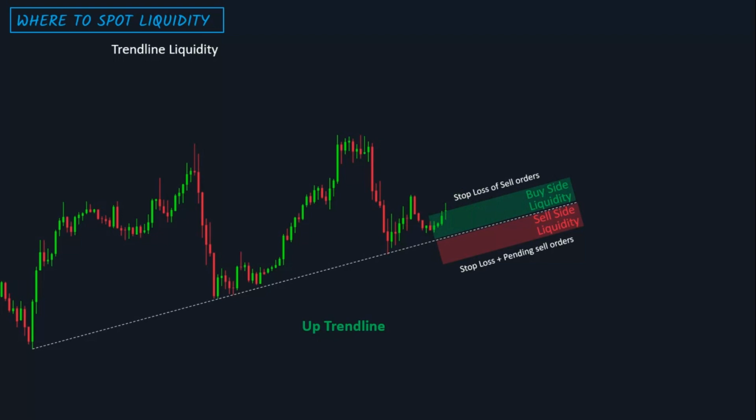Institutions frequently drive price below the trend line to trigger these orders, sweeping the sell-side liquidity to fill their large buy positions. After the sell-side liquidity is collected, price typically snaps back upward, taking out those short seller stops, buy-side liquidity, before resuming its bullish direction.